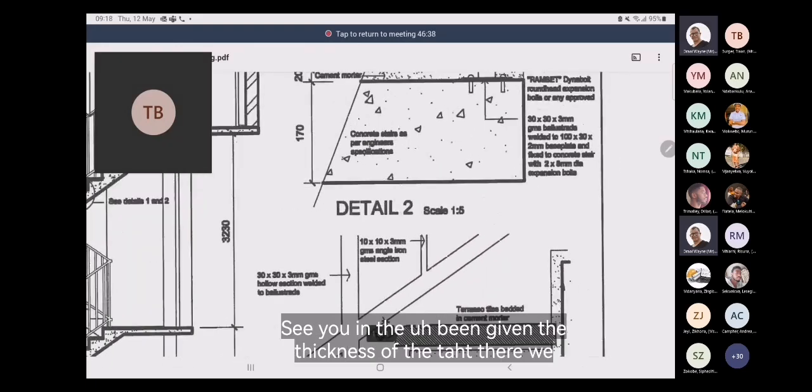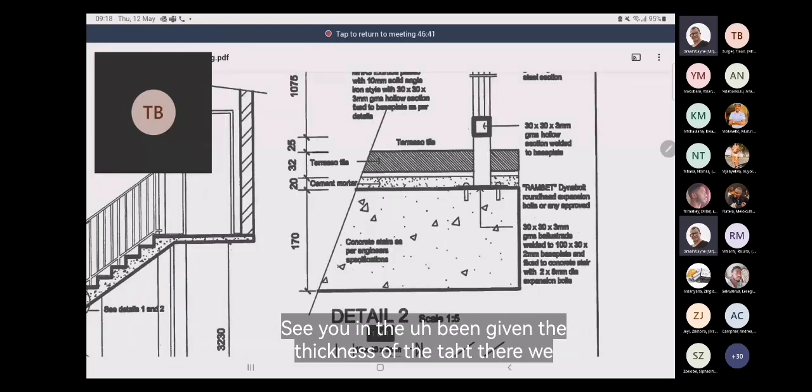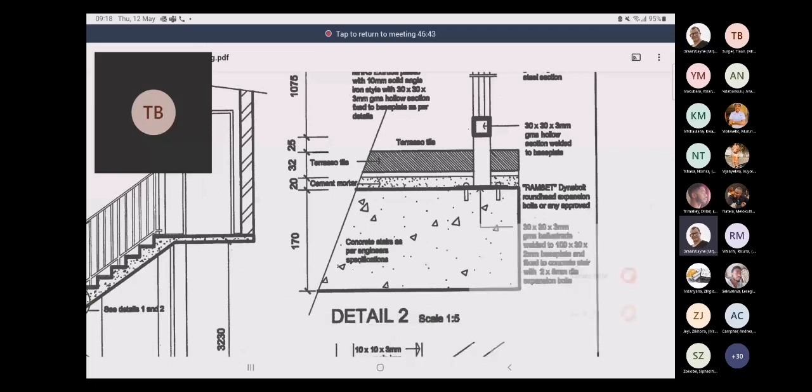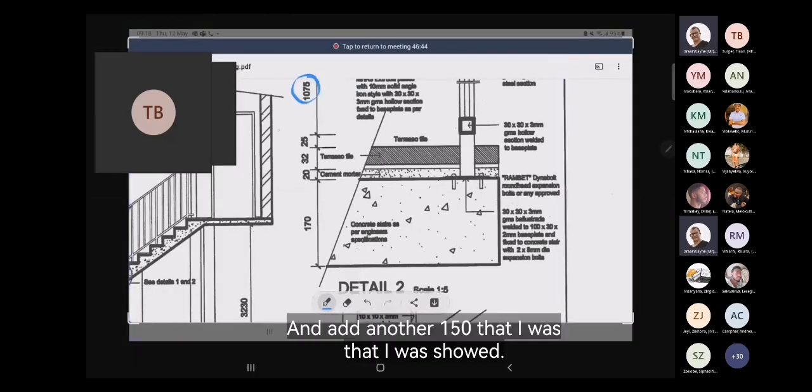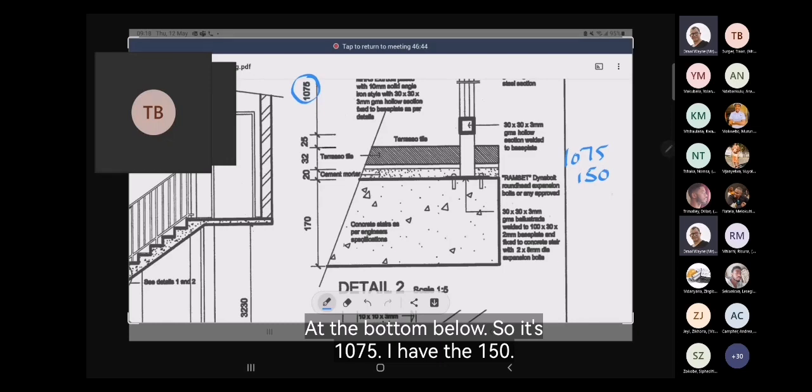See whether I've been given the thickness of the tile. Oh, there we go. I remember that I had the 1075 there. And I had another 150 that I was shown at the bottom below. So it's 1075. I have the 150.